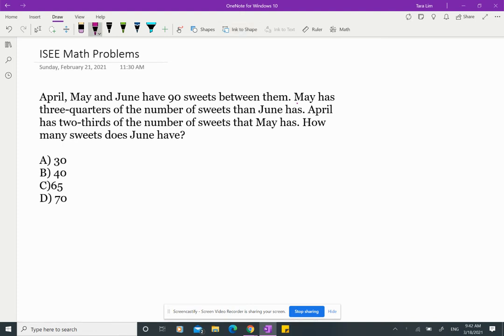April, May, and June have 90 sweets between them. May has 3/4 of the number of sweets than June has. April has 2/3 of the number of sweets than May has. How many sweets does June have?